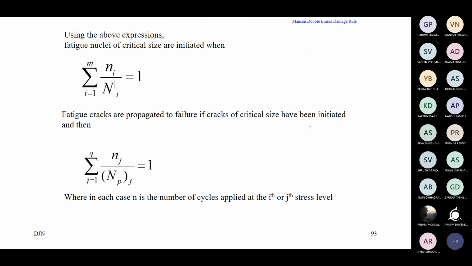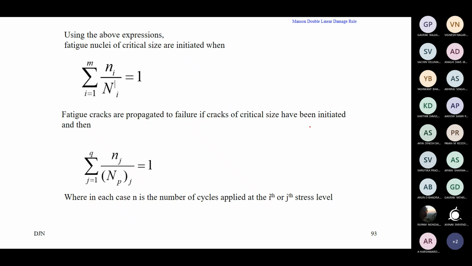So we apply this particular rule two times. How will we identify that a crack is initiated? We first apply this rule for the crack initiation. When the crack initiation period damage becomes 1, now we understand the crack is initiated. Then we apply the same linear rule only for the crack propagation. That is why it is known as the double linear damage rule. That is why that term comes.